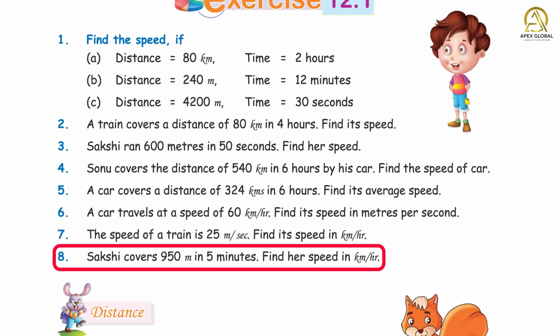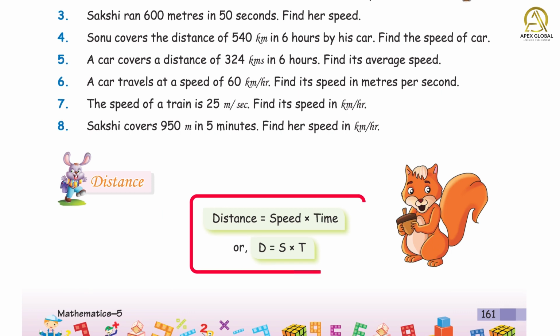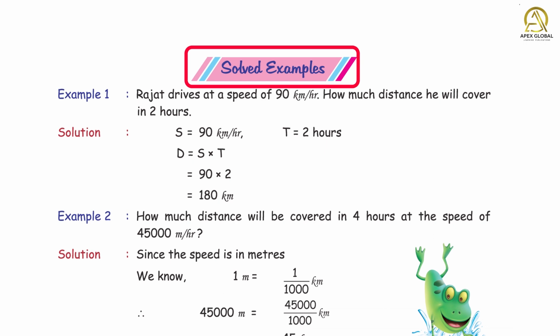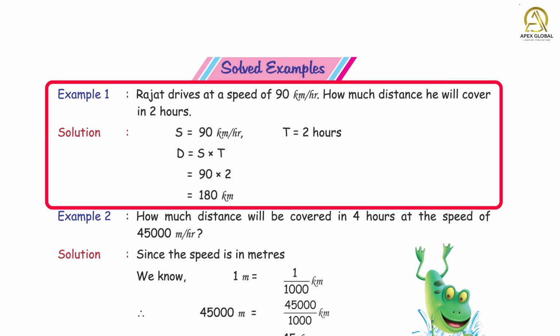Answer: 11.4 km per hour. Distance. Distance equals speed into time, or d equals s into t. Solved example. Example 1. Rajat drives at a speed of 90 km per hour. How much distance will he cover in 2 hours?